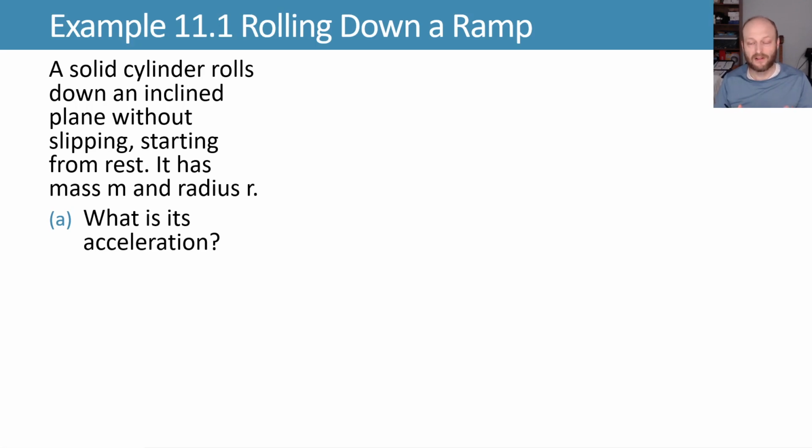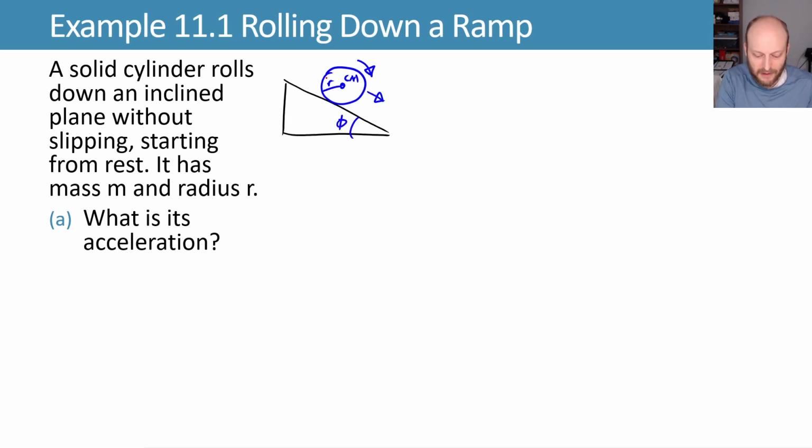Let's use our knowledge of rolling without slipping to consider a solid cylinder rolling down an incline. Let's draw a diagram to get our mind around this. So we have a solid cylinder rolling down an incline, we have some radius r, and we have some angle here of the incline, phi. We know the mass is m, radius r, I already said, and we want to know what's the acceleration.